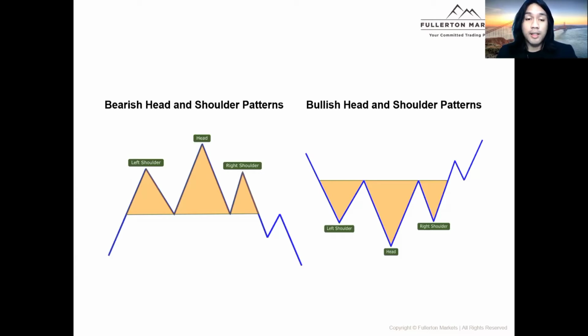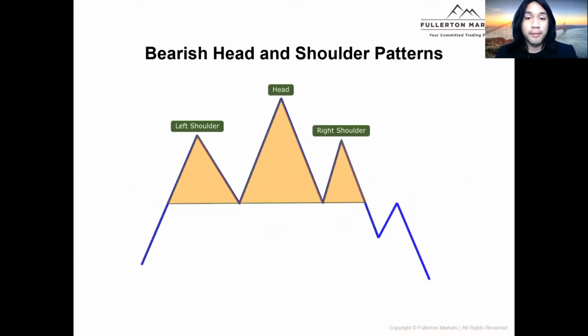Let's take a look at some of the things that are included. We have the left shoulder, the head, the right shoulder, and something known as the neckline. The neckline is that small line in the middle. Whether you're looking for a bearish or a bullish head and shoulders pattern, they will always have the same things: left shoulder, head, right shoulder, and neckline. So let's keep going. Here it is again, a bit zoomed in: the left shoulder, the head, and the right shoulder.